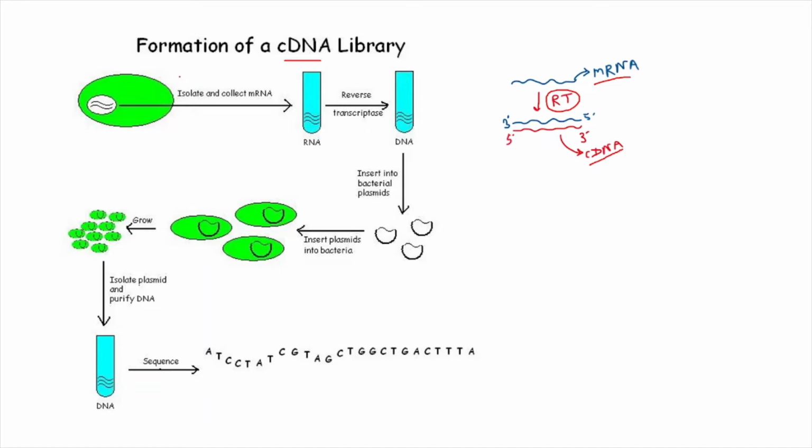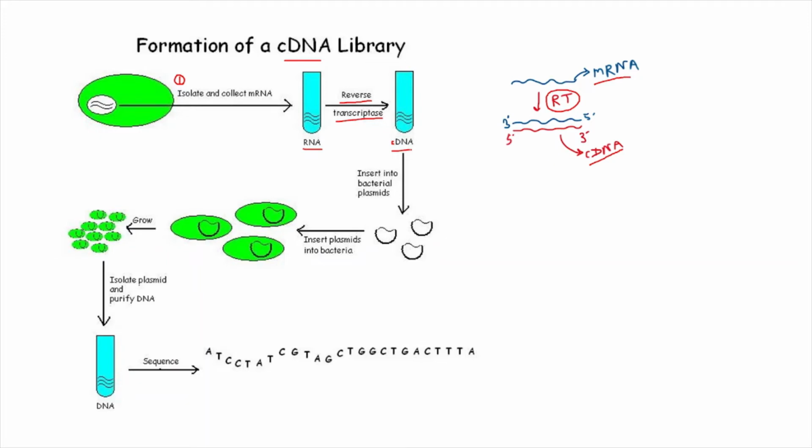So what is the procedure? The first step is to isolate and collect all the mRNA present in any organism. So you have collected all the mRNA present in an organism, then you perform reverse transcription with the help of reverse transcriptase enzyme and you synthesize all the cDNAs.